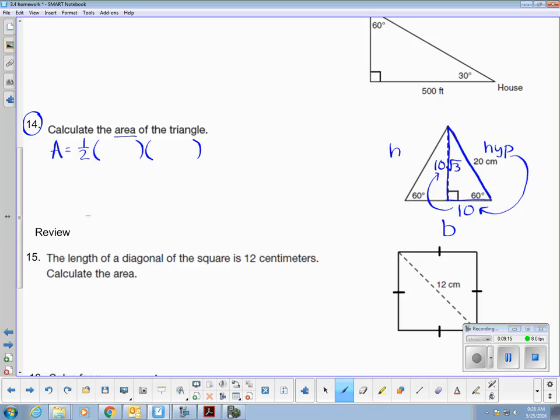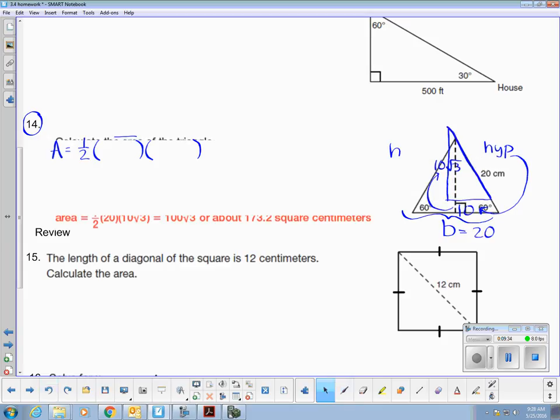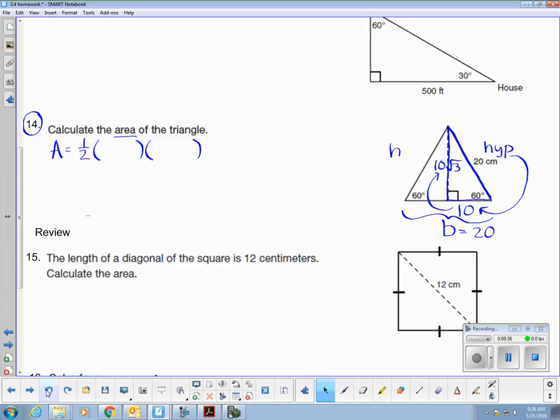So now I know the entire base of this triangle. Let's try that again. The entire base of the triangle is 20. And the height of the triangle is 10 radical 3. So my base is 20, the height 10 radical 3.